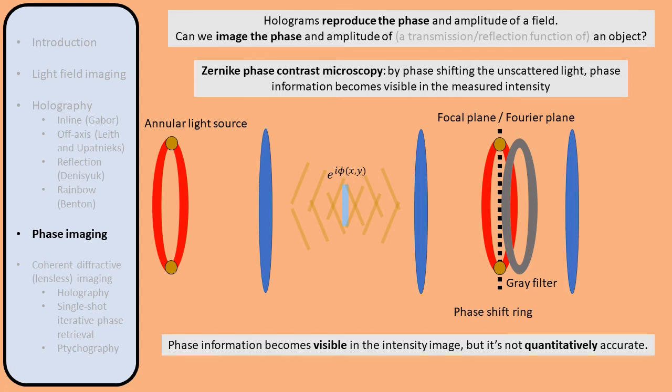However, the phase information that we see in a phase contrast image isn't quantitative. It doesn't tell us the exact phase shift at each point in the sample, and so we cannot reconstruct the full complex value transmission function of the sample. In the following, we discuss several methods to retrieve the phase of a field quantitatively.